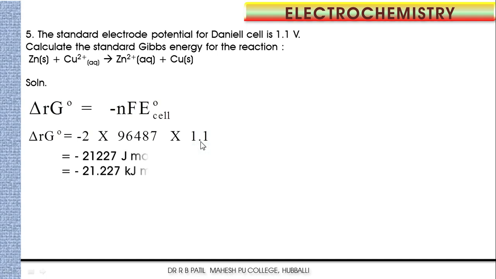If I multiply, then I end with this answer, minus 21,287 joules per mole, also you can write minus 21.227 kilojoules per mole. You can even write it in terms of only joules, it's okay, but here 1 mole is there, so you can write per mole also.